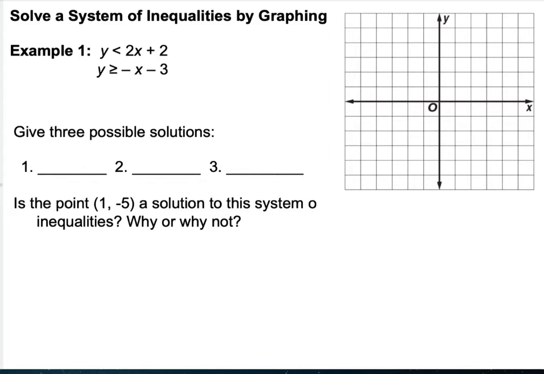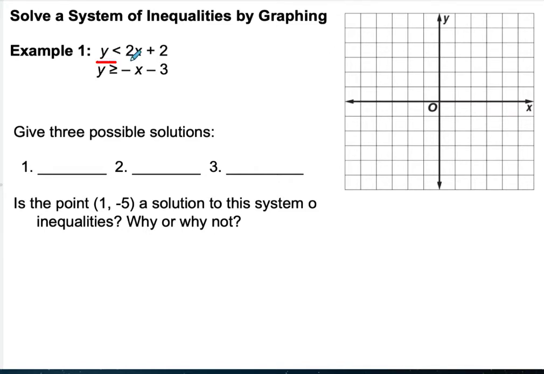So our first step is we just want to go ahead and graph them. My suggestion is it's helpful if you use colors. Each graph can be done in its own color because we're going to have solid and dashed lines. We're going to be shading in one side of the line or the other, and sometimes it's helpful to be able to tell one from the other.